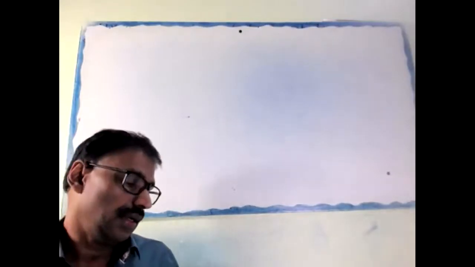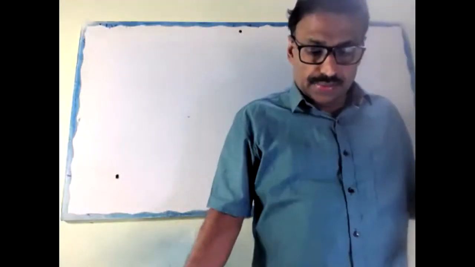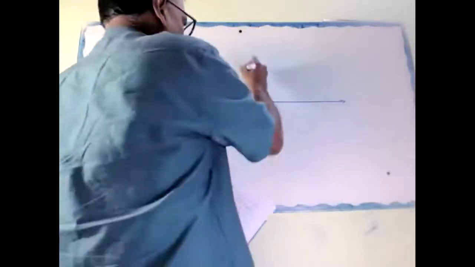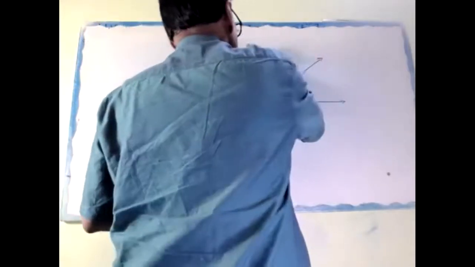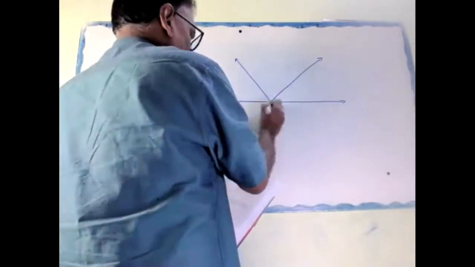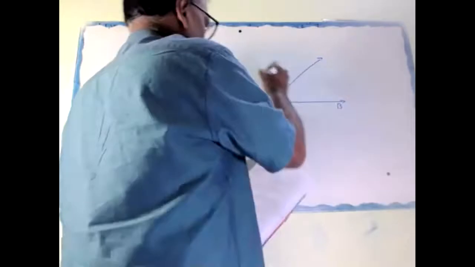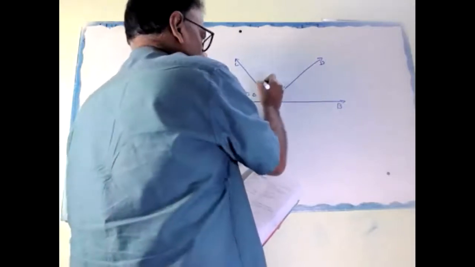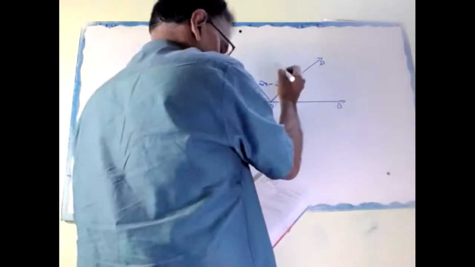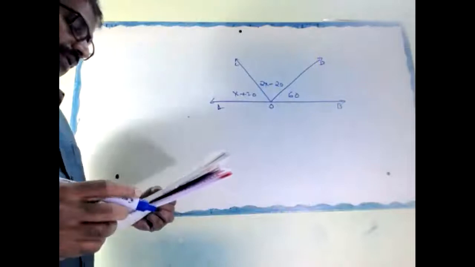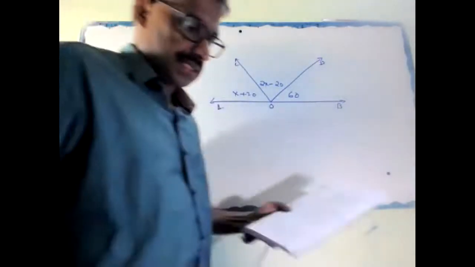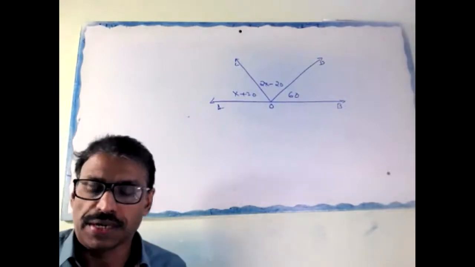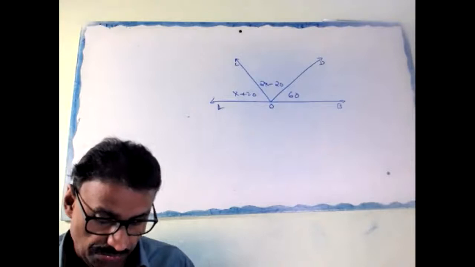In the figure, AOB is a straight line. CD. x plus 20, 2x minus 20, 60. AOB is a straight line. Find the measure of angle COD.